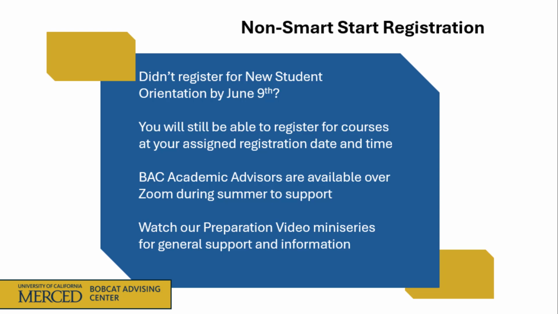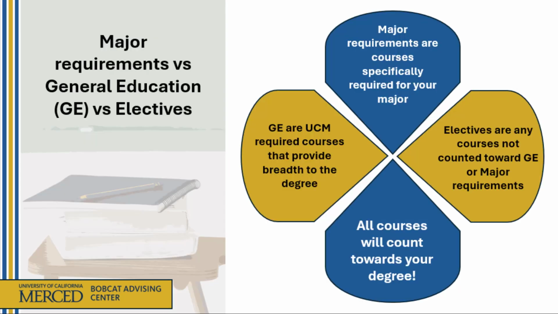All right, so know that at UC Merced, there are a variety of classes that students can take that all count towards their degree. Courses that fulfill major requirements are courses specifically required for the major. General Education, or GE classes, are UC Merced required courses that provide breadth to the degree, and electives are any courses not counted toward GE or major requirements, but are beneficial to meeting the 120 units required for graduation, as well as aiding students in exploring different courses. Throughout your time here at UC Merced, you're going to be taking a little bit of each of all of these categories, but just know that these are the purposes that they serve.